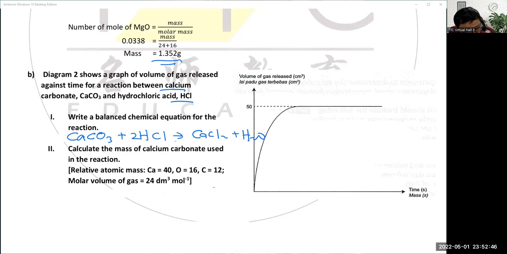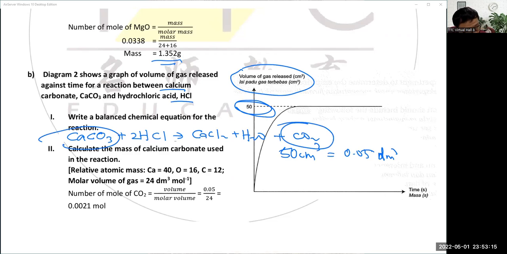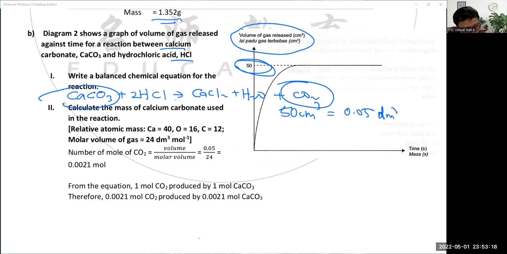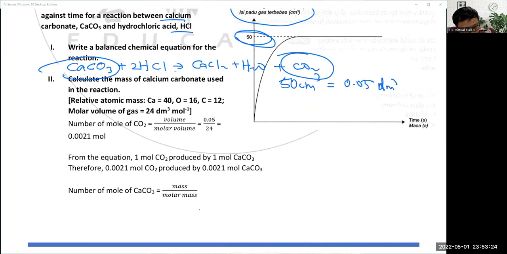So you check here. The volume of gas released, they hide inside here, which is 50 cm cube. So first thing you must mention about the 50 cm cube is equal to 0.05 dm cube, 50 divided by 1000. So you take the 0.05 divided by 24, you get the mole equals 0.021. Then look at the ratio of carbon dioxide gas and calcium carbonate, it is 1 to 1. So 1 mole produced by 1 mole, so 0.021 produced by 0.021. From there, you're able to put in your 0.021 of calcium carbonate to find your mass. You get a mass equal to 0.21 gram.